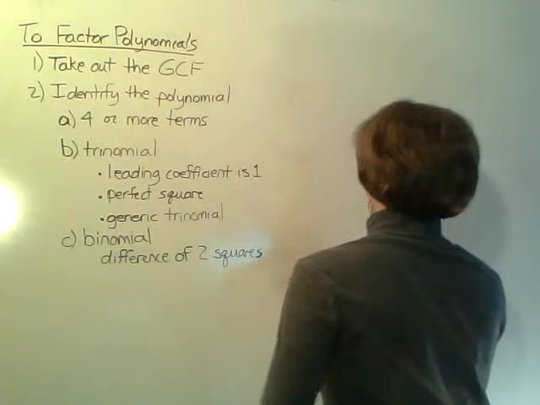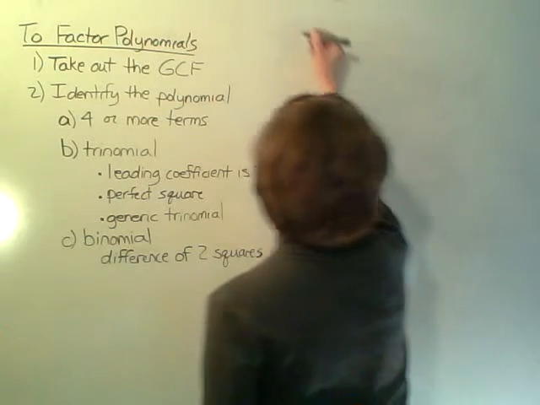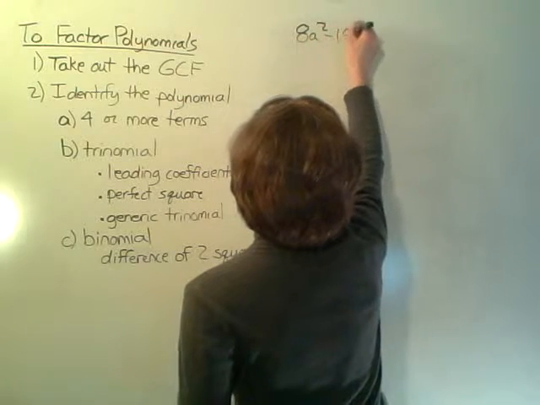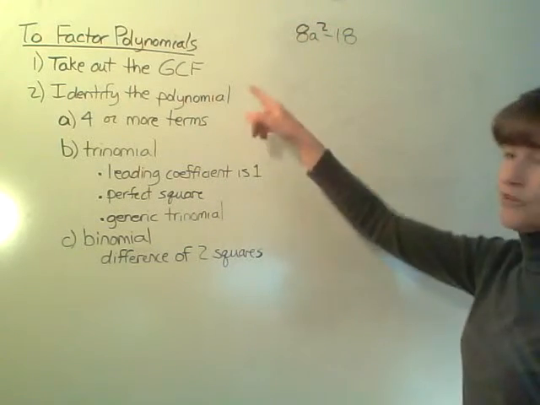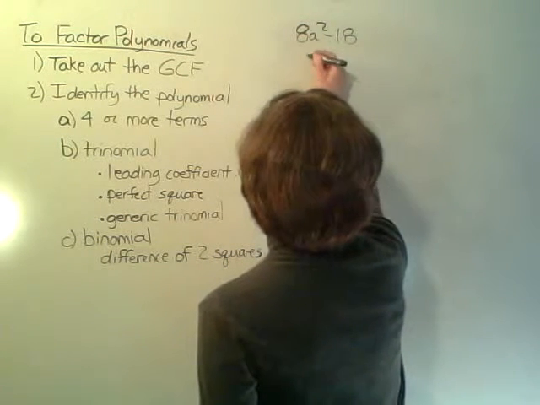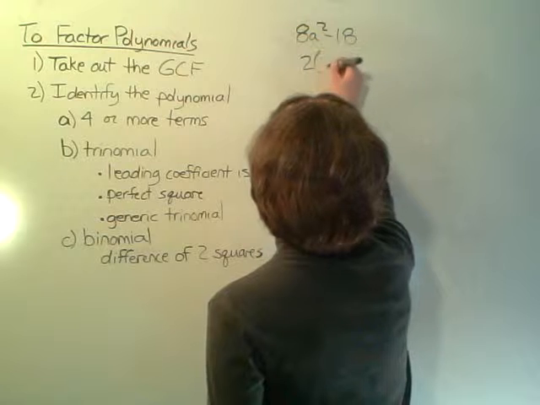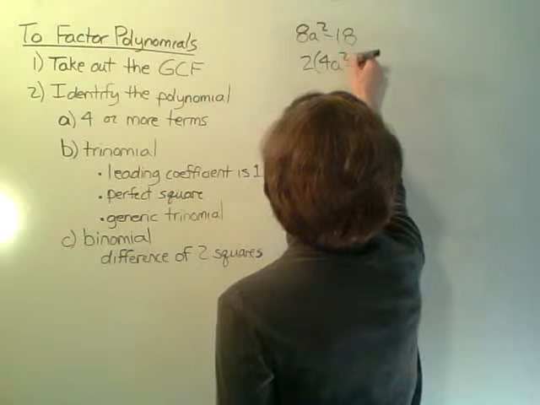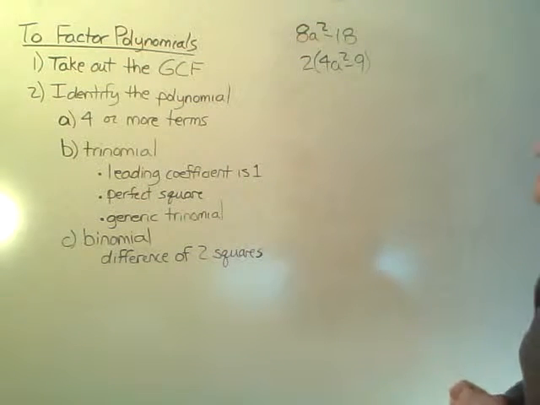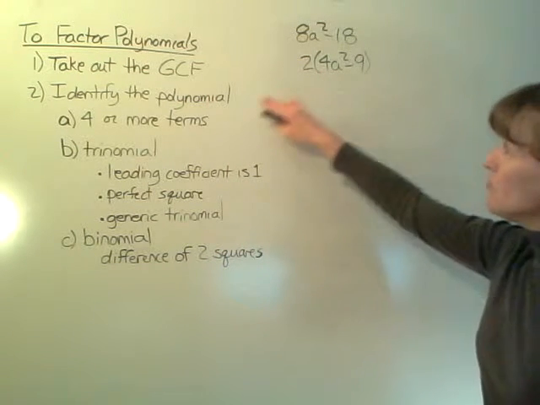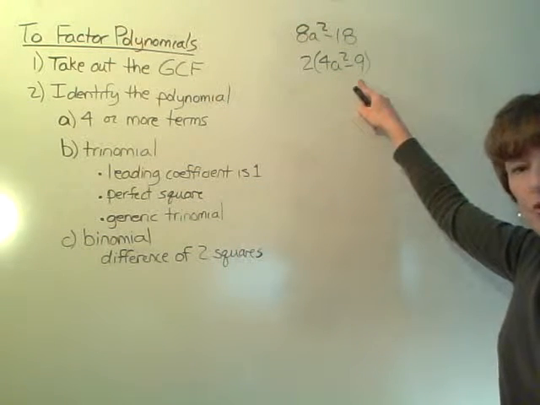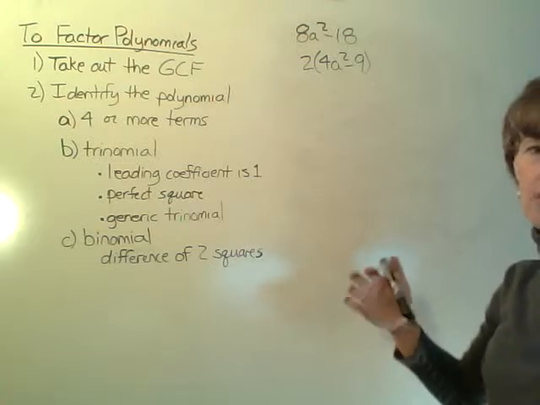All right, let's factor some more. 8a squared minus 18. All right, take out the greatest common factor. Well, my greatest common factor is 2 this time. And so I have a 2, and then I have 4a squared minus 9 left. All right, now my polynomial this time is a binomial, and it is a difference of 2 squares. It has to be a difference of 2 squares or I cannot go any further.